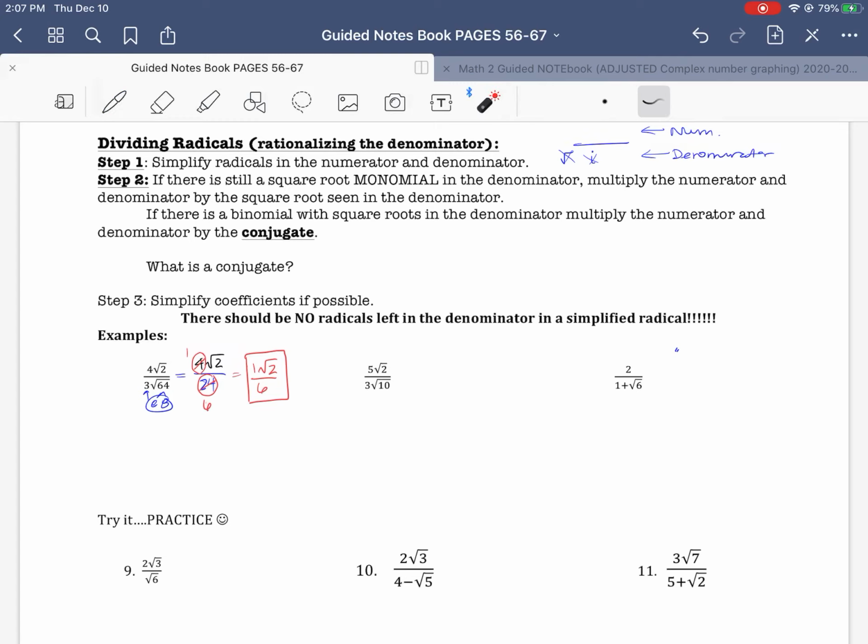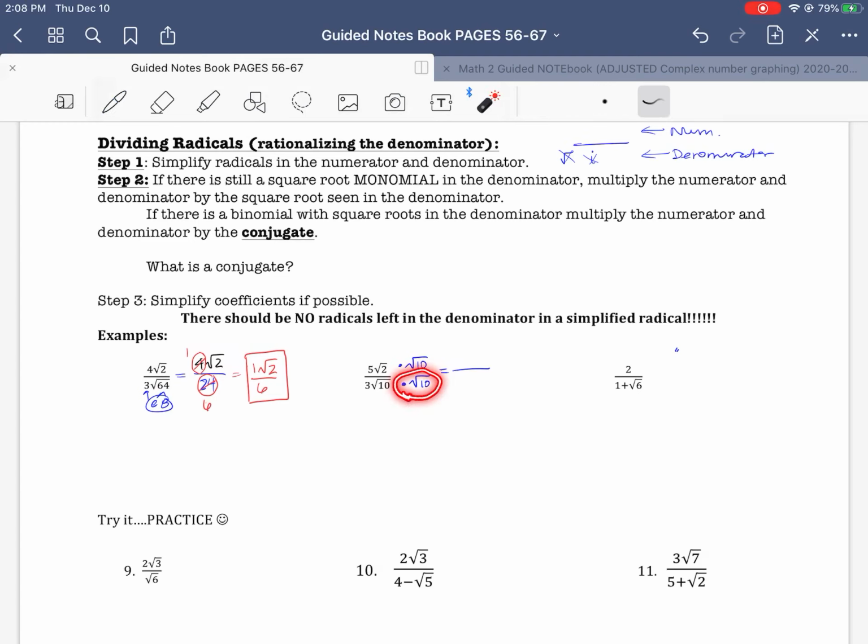But first, notice the next example here, before I jump down to number 9. This one's different. When I try to simplify this one, the 10 does not break down into something that creates groups and goes away. So this one we need to get rid of. We use a strategy, as it says up here in step 2: if there's still a square root in the denominator that's a monomial, you multiply it by itself. So if I multiply the bottom by the square root of 10, I need to also multiply the top by the square root of 10.